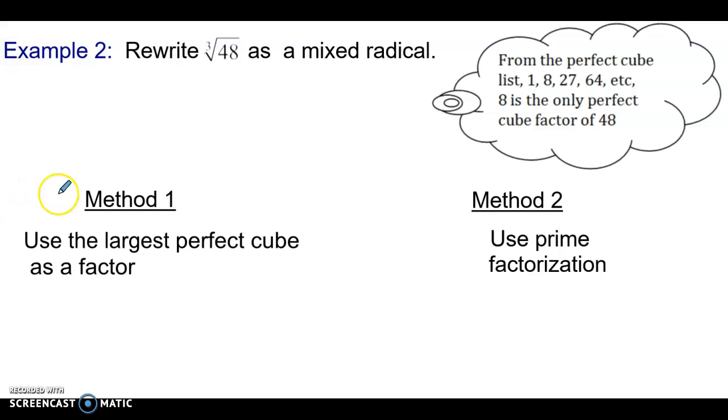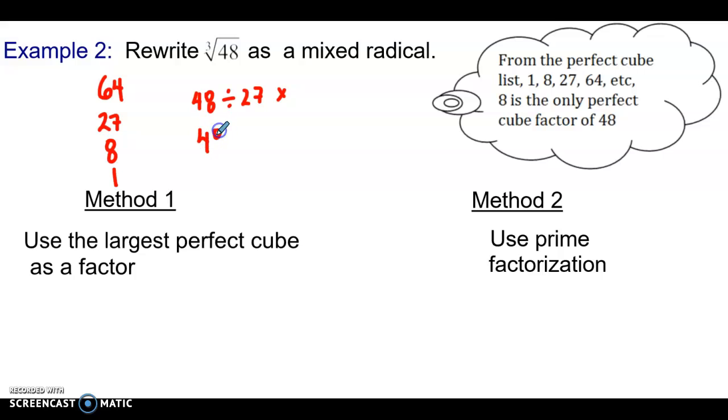So instead of using a perfect square, we now have a cube root. So we are going to use our perfect cube list to help us factor 48. A systematic way of finding the largest perfect cube is to write down all of our perfect cubes, and start trying to find a factor of 48 that is one of those perfect cubes. If we try 27, it is not a whole number.